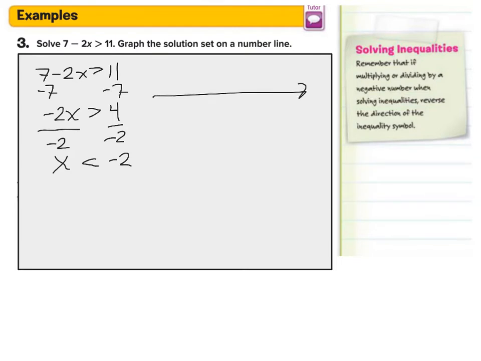So I'm going to graph my line. Negative 2, negative 1, 0, negative 3, negative 4. Okay, now I'm going to shade it in. Using my highlighting tool, x is less than negative 2, so it's not equal to, so I'm going to leave an open circle at negative 2 and then shade in anything less than negative 2.